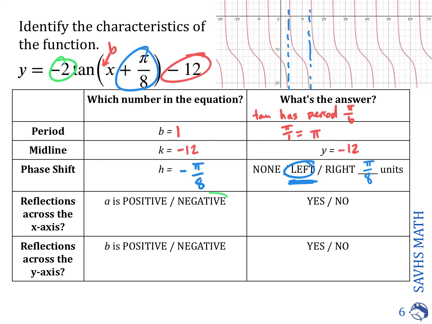A is negative, which means that we do have a reflection across the x-axis. And then B is positive, so we do not have a reflection across the y-axis. This is what I'm looking for you to do.